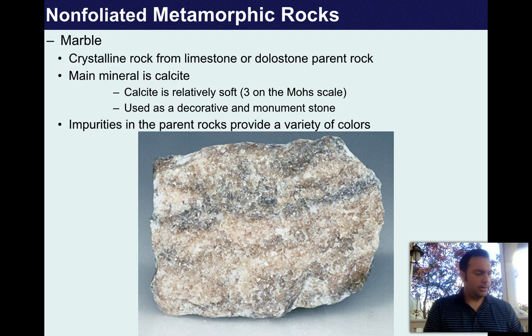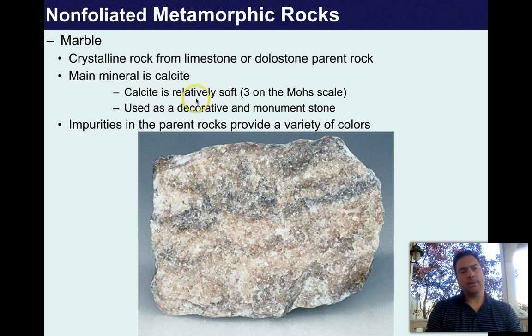So here's another one that we haven't spent a lot of time talking about. You have to go back to our discussion of sedimentary rocks, actually, to understand marble. Marble is a crystalline rock from limestone or dolostone parent rock. If you remember, limestone and dolostone are both carbonate minerals. Limestone is calcium carbonate, dolostone is a magnesium calcium carbonate mineral. The main mineral in marble, however, is calcite. So you can metamorphose dolostone, but you lose a lot of the magnesium when you do it.